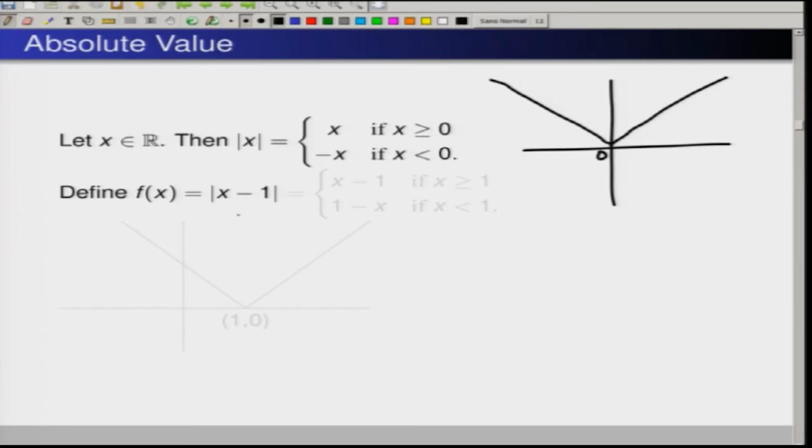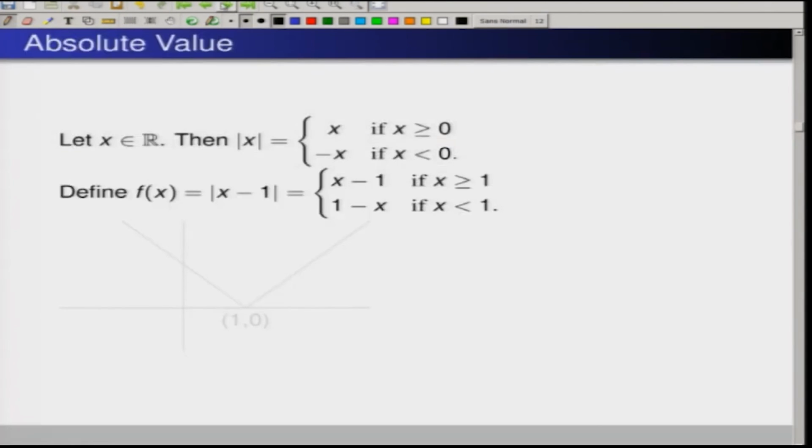Now, similarly f of x is a kind of composition function, with f as mod x and g as x minus 1. Now, if I want to write down this value, this is going to be x minus 1 if x minus 1 is greater than or equal to 0, that means x is greater than or equal to 1. And it is going to be minus of x minus 1 if x minus 1 is less than 0, that means if x is less than 1, this is going to be 1 minus x.